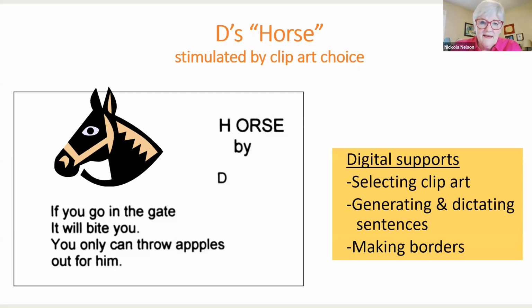So he dictated this story. There was some shared typing on the computer with initial sounds, etc. But mostly he was generating the sentences orally and dictating them, and someone else was helping him get his words into the computer. And this was a story, Horse.